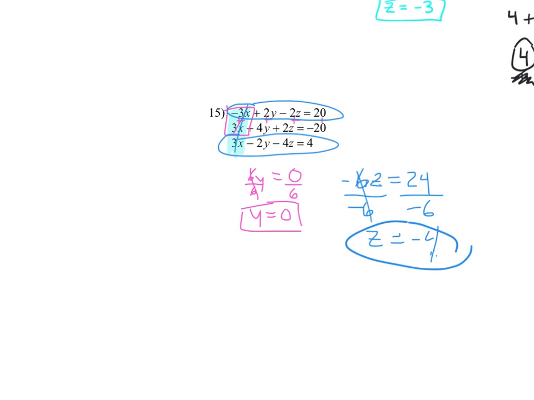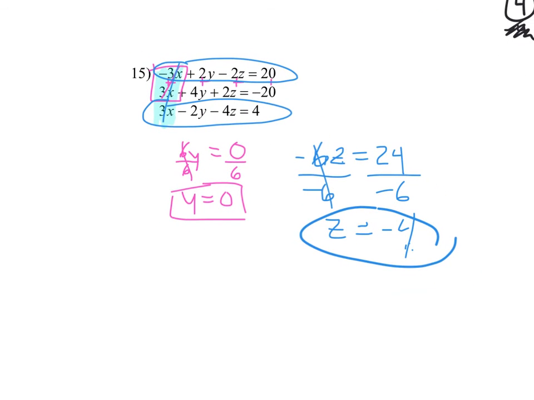Since we have 2 answers, we can plug them into the original. We have to have 2 answers to be able to plug into the original. So we plug 0 in for y and negative 4 in for z. Which equation do you want to plug it into, 1, 2, or 3? 2. Sure. Let's plug it into 2. So we have 3x plus 4 times 0 plus 2 times negative 4 is equal to negative 20.